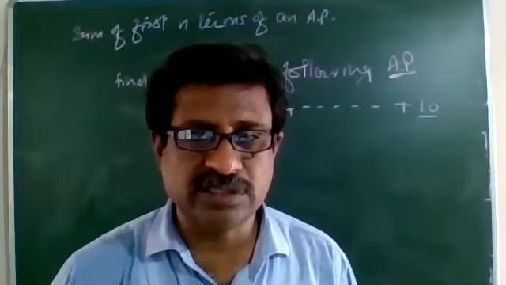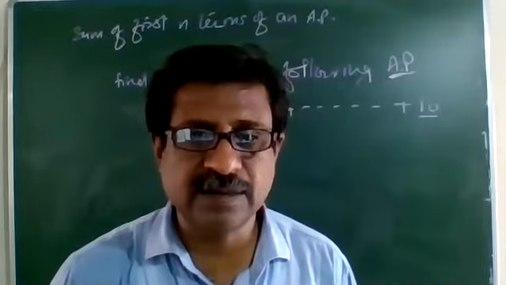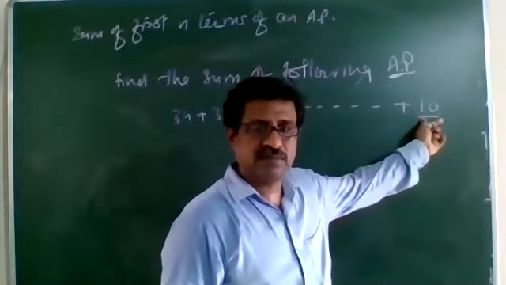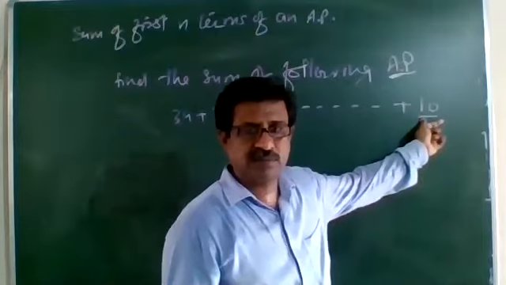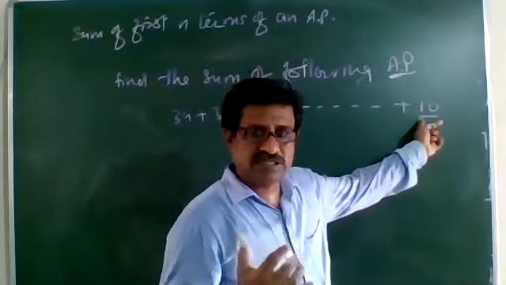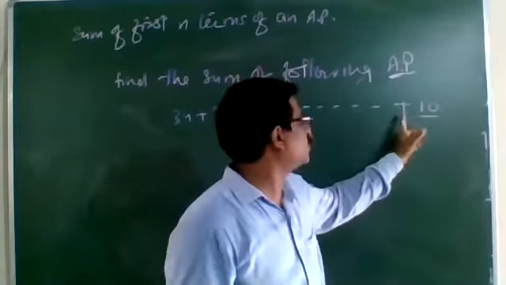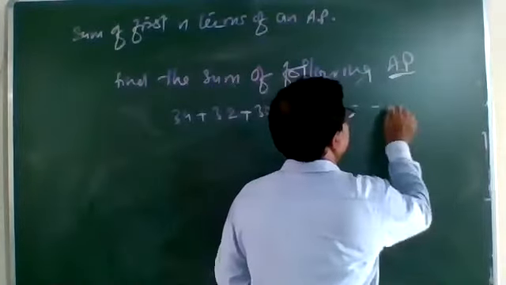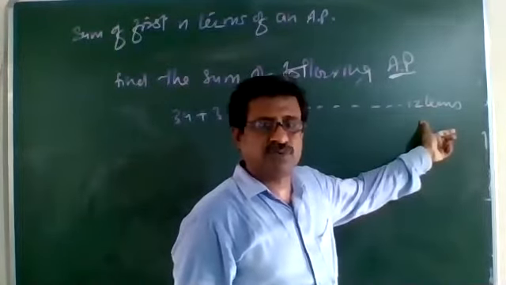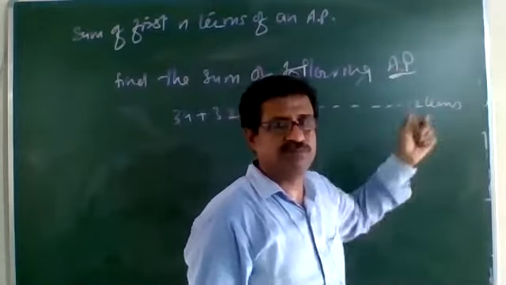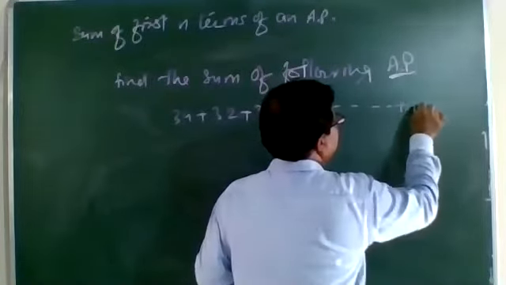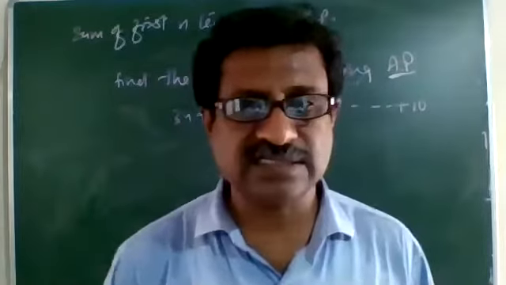Earlier we had the number of terms as 12, but here the number of terms is not given. The value of the last term is given as 10, therefore this is not n, this is the value of an, the last term of this AP is 10. It is not the value of n, because here the plus sign is given. In the previous question, it was given that there were 12 terms, but we didn't know the value of the 12th term. But here in this question, the value of the last term is given as 10. We have to consider the last term as 10.